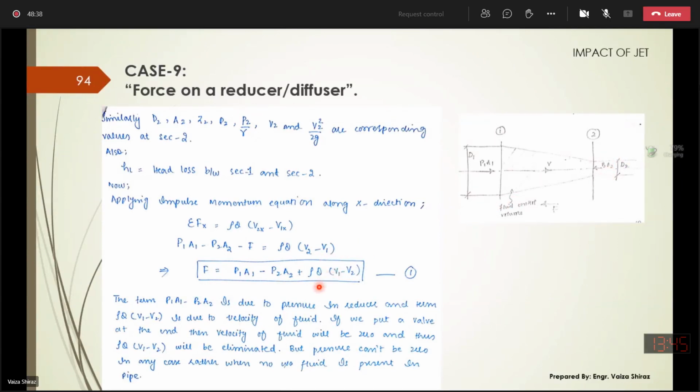इस equation में से ये पूरा factor zero हो जाएगा अगर आपने flow को zero कर दिया. ठीक है, but pressure will not be zero, it will always be there. Because fluid is exerting a certain pressure on the surroundings about it. Okay, so it will always have some value.